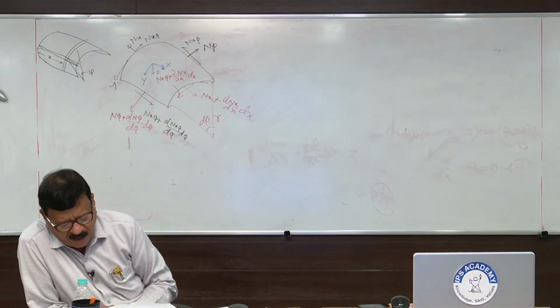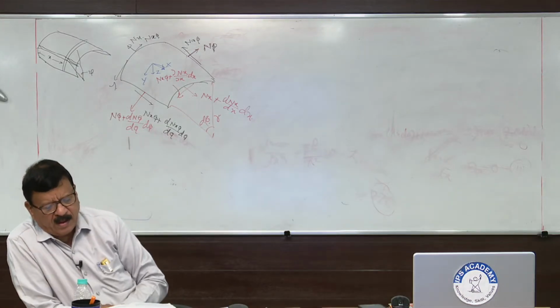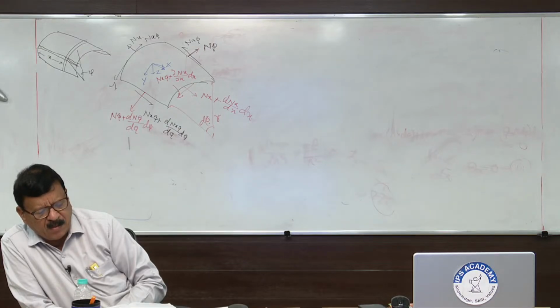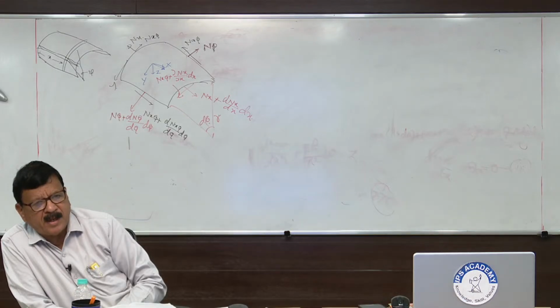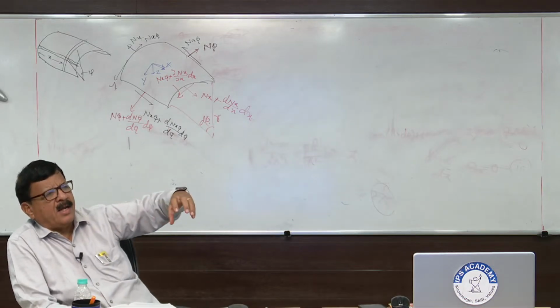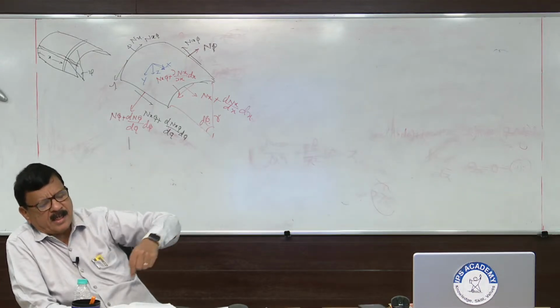Over the surface of the element, a load will be distributed. The components of the intensity of this load are denoted by capital X, capital Y and capital Z. If some force is acting on the surface, its component in the x direction is capital X, in the y direction is capital Y, and in the z direction is capital Z.